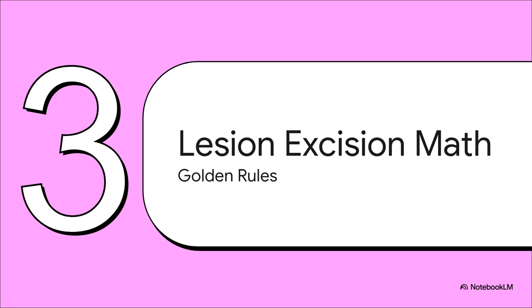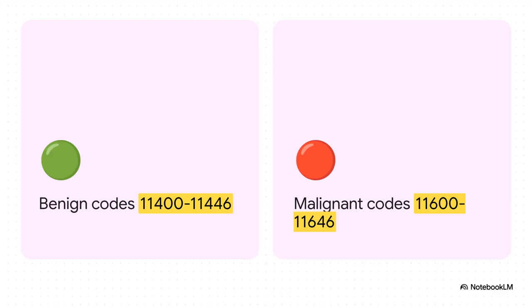Next up is Section 3, Lesion Excision Math Rules. I want you to think of this segment as a very precise geometry problem. First things first, you have to choose your code family. Benign codes live in the 11400s, malignant are in the 11600s. And remember, choosing between these two families is completely driven by the final pathology report. That report is what confirms the clinical behavior of the lesion.